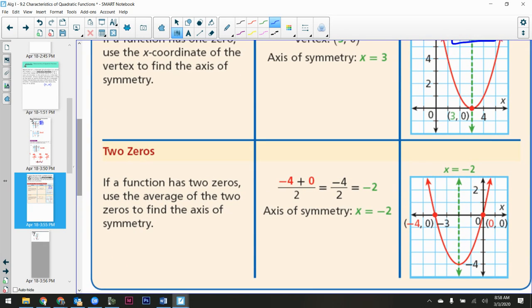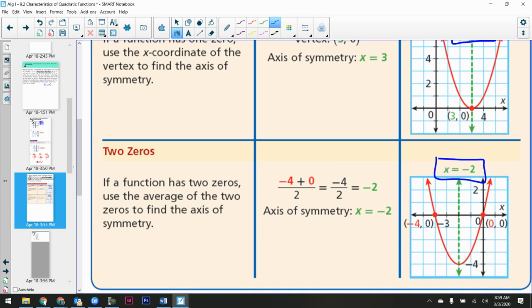The two zeros option: if you've got two different locations where it's going to cross the x-axis, in the direct center of those two values will be your axis of symmetry. So if I've got negative 4 and 0, what's directly in between negative 4 and 0? Negative 2. The average of those two, right? 0 plus negative 4 is negative 4, divided by 2 is negative 2. It's halfway through. There is my axis of symmetry. X equals negative 2. That makes sense?